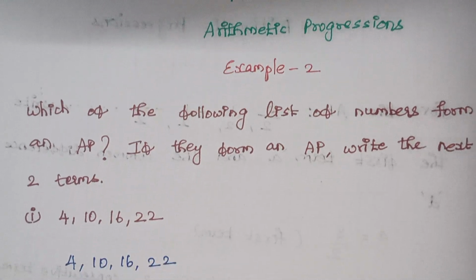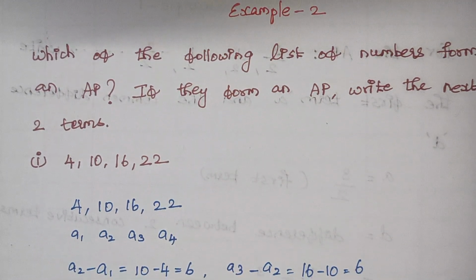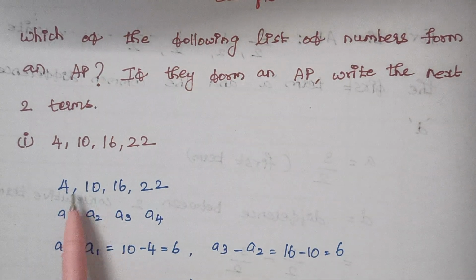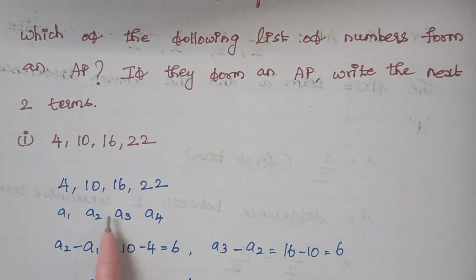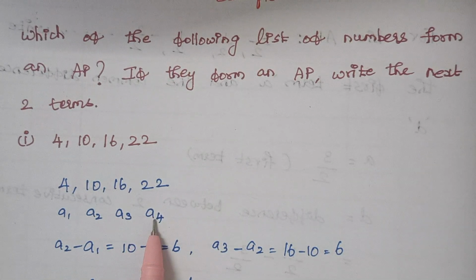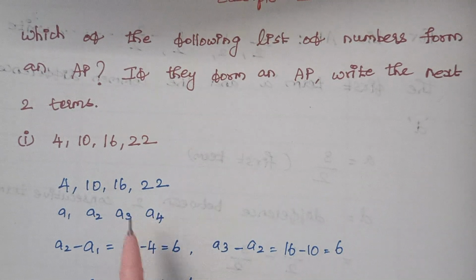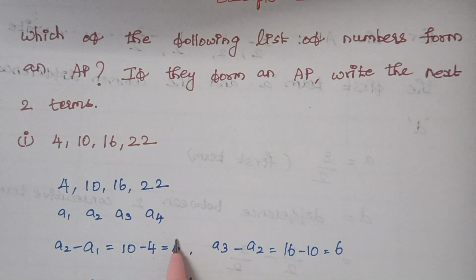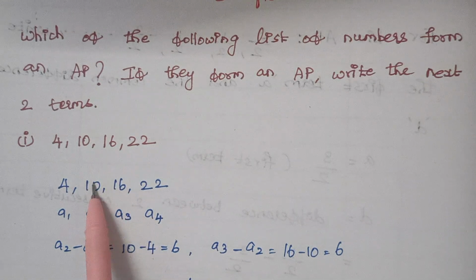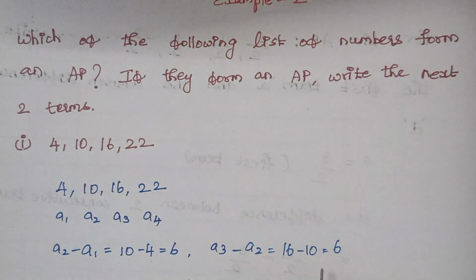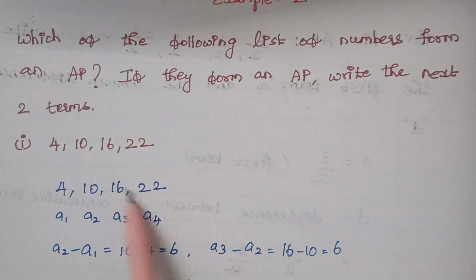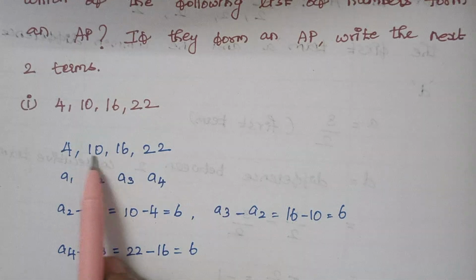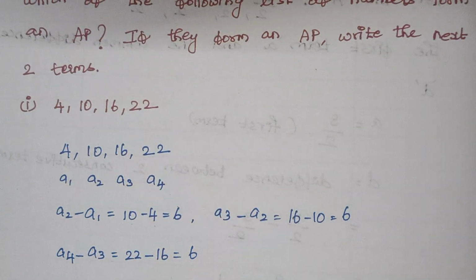So here first we are representing the terms in the form of A1, A2, right? Here we have four terms, therefore A1, A2, A3 and A4. Now we are going to find the difference. First the difference between these two. So 10 minus 4 is 6 and again when you calculate the difference between these two, 16 minus 10 is again 6 and finally 22 minus 16 is also 6 here, right? That is, the difference between any two terms is 6.